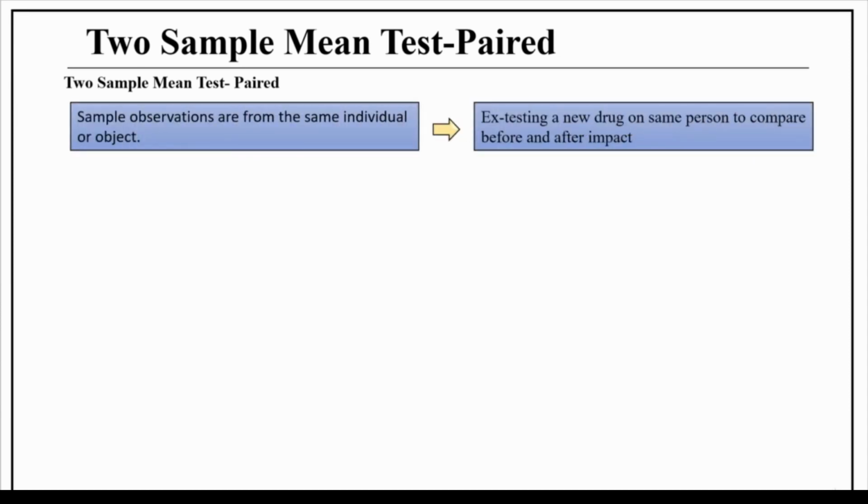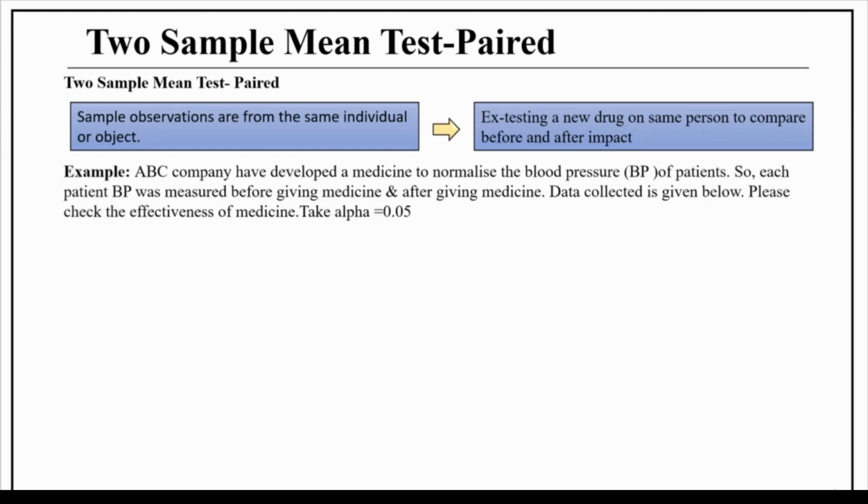Hello friends, welcome again. In this session, we will cover two sample mean tests for paired observation. So, when do we call two sample mean tests paired? When the sample observations are from the same individual or object. Its example is a new drug test on the same person to compare the before and after impact on the person's health. Let's take an example to understand it.